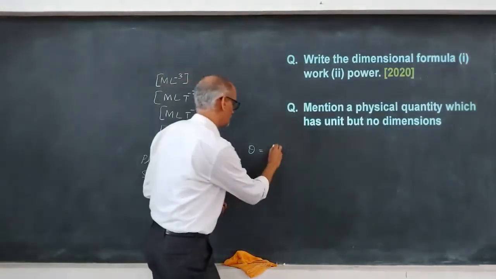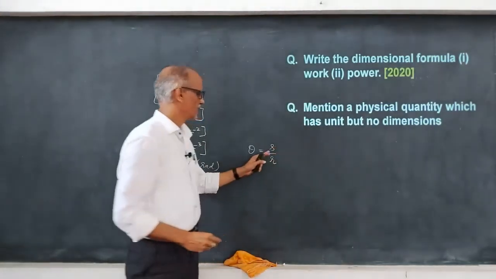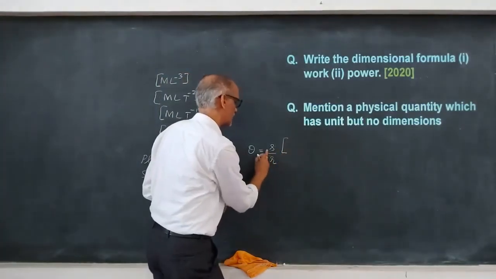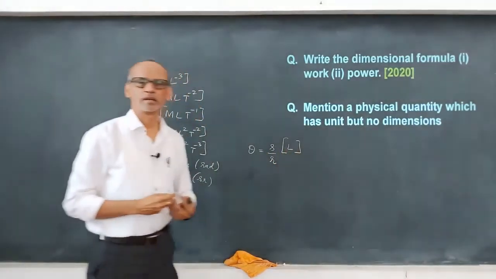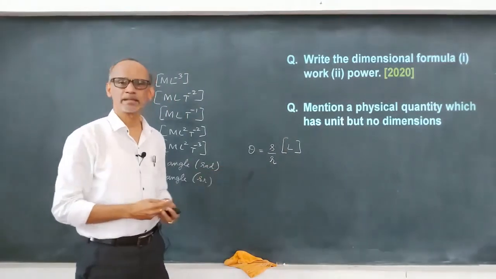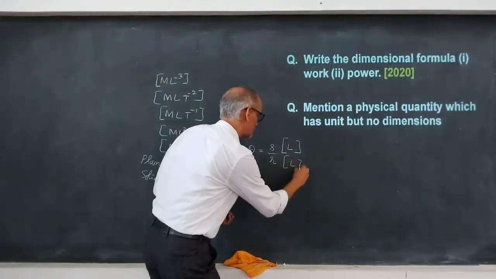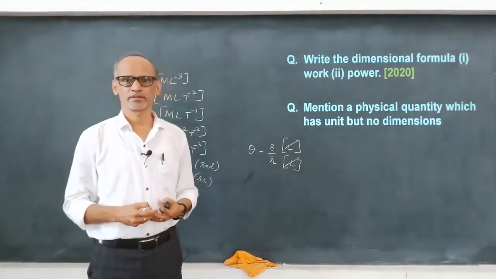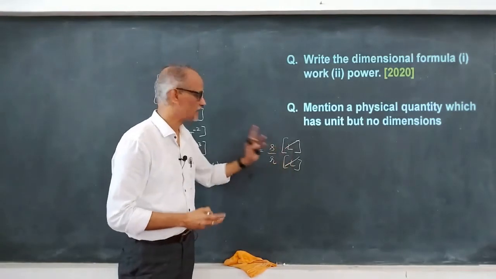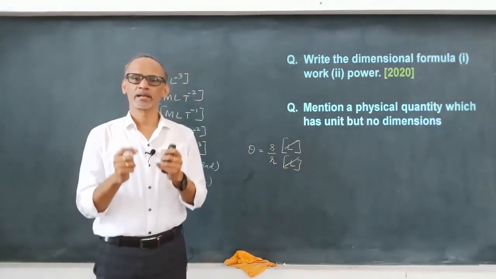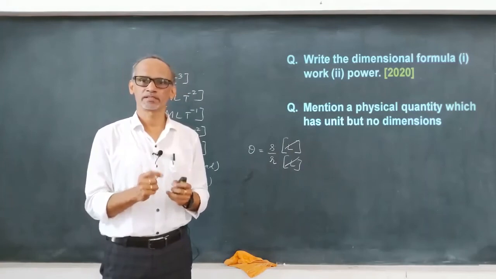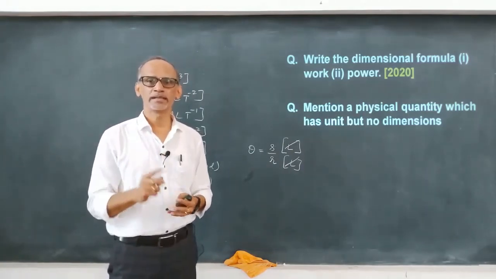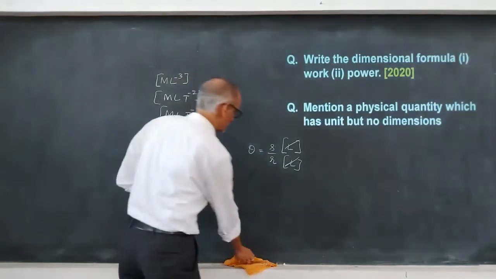Why is there no dimensional formula for it? Theta equals s by r. S is the arc length, whose dimensional formula is L. R is the radius, again measured in L. That will get cancelled, so there is no dimensional formula. Clear? So this is a physical quantity having a unit but no dimensional formula. Hope it is clear. That's what this particular question is all about.